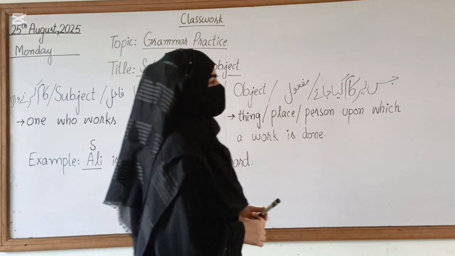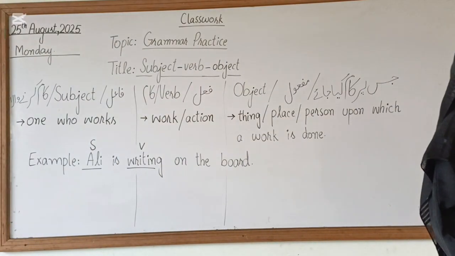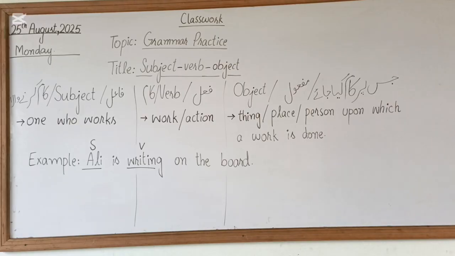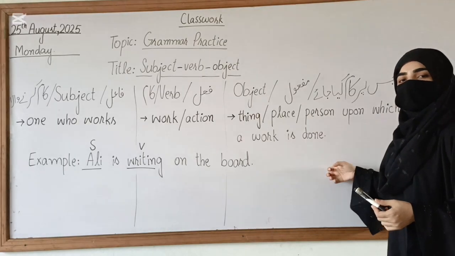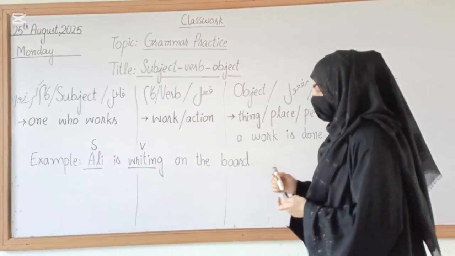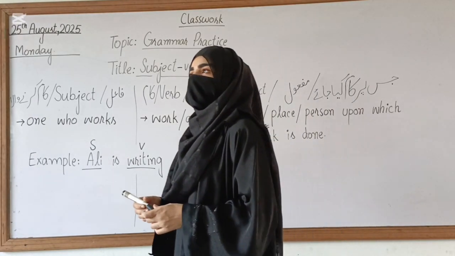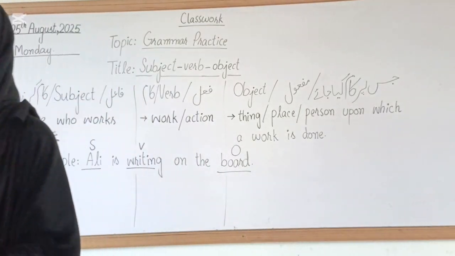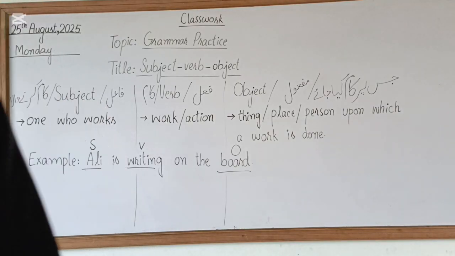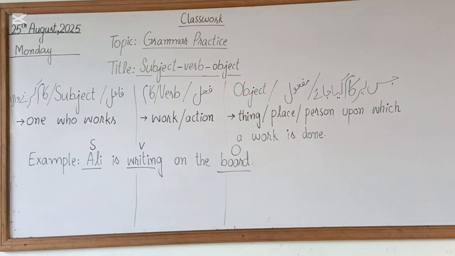So the object in this sentence is the thing that is being used as a prop. So that is the board. What is the board? So Ali is writing on the board. Ali board par likh raha hai. Ali is writing on the board. That's why board is an object. Now, what did we get out of it? That Ali is the subject, writing is the verb, and board is the object. That's the concept for the subject, verb and object.